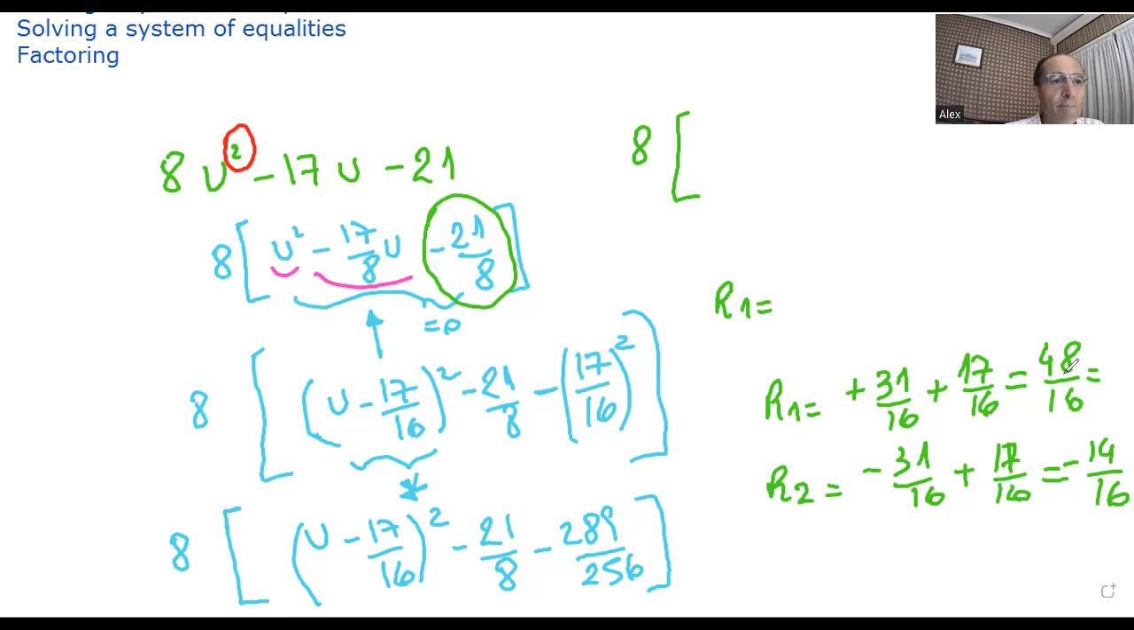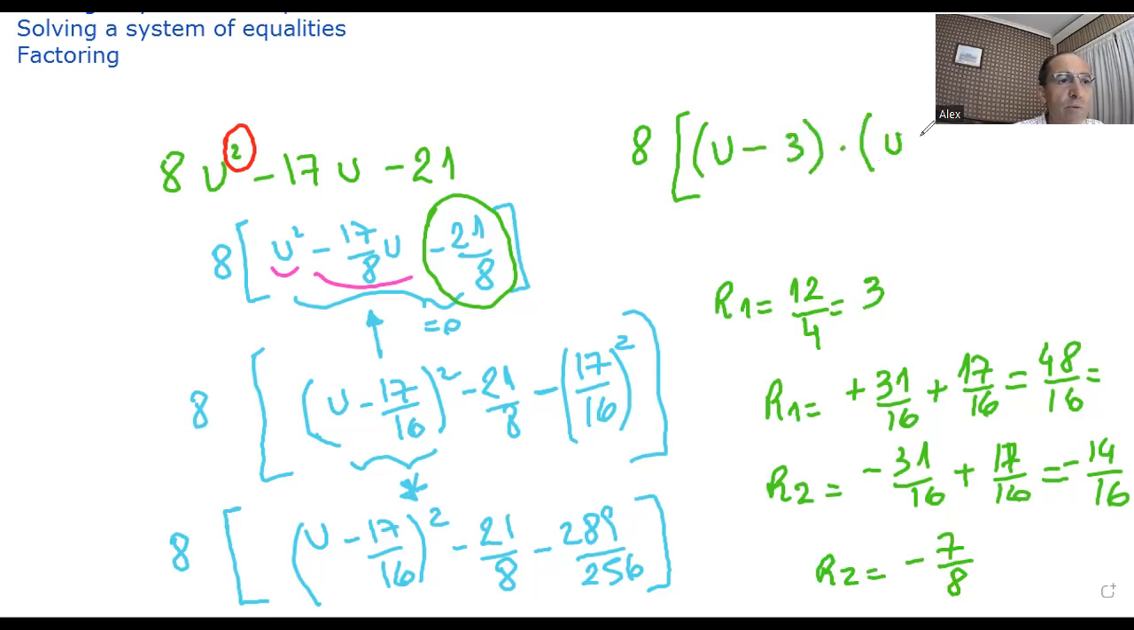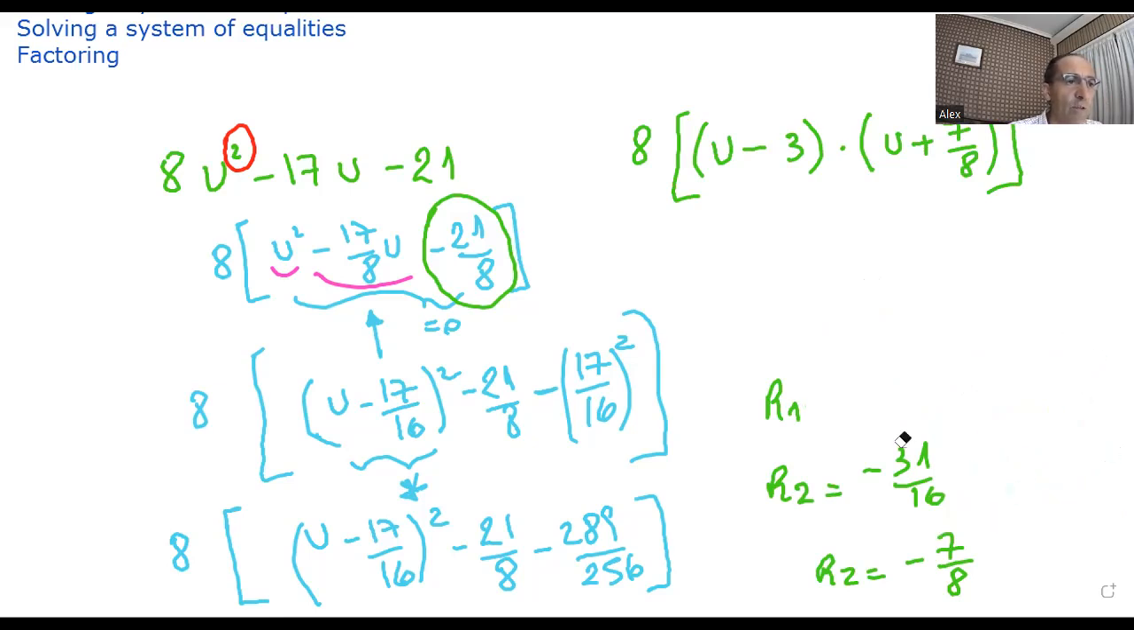So root 1, this we could still divide it by 4. It will be 12 by 4. And this will be 3, root 1. And the root 2 would be minus 7 by 8. So these are the two roots. And as we said previously, it will be u minus root 1 times u minus root 2. Root 2 is negative, so it will be plus 7 by 8. And this would be the original expression which we had factored.